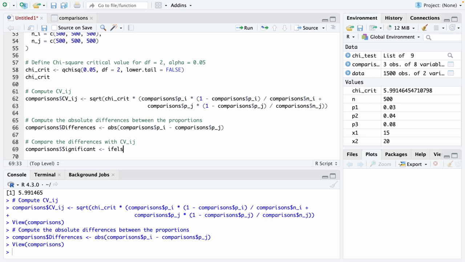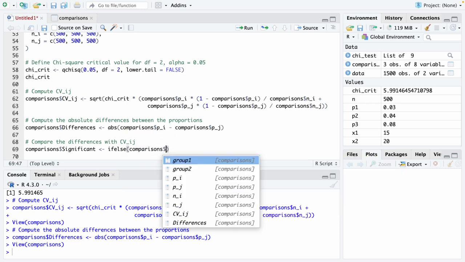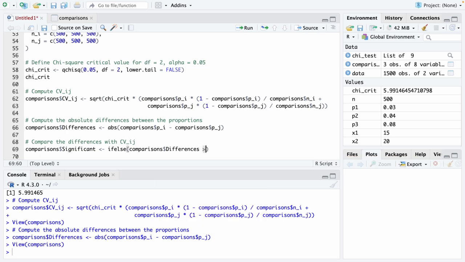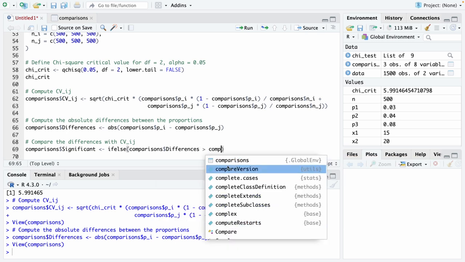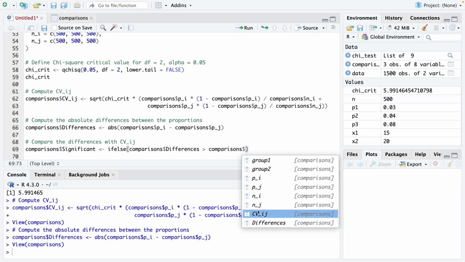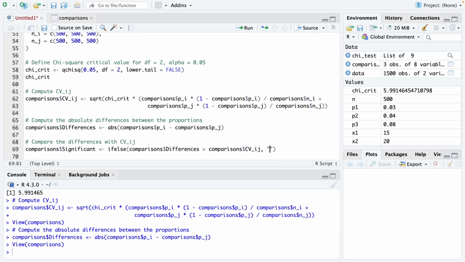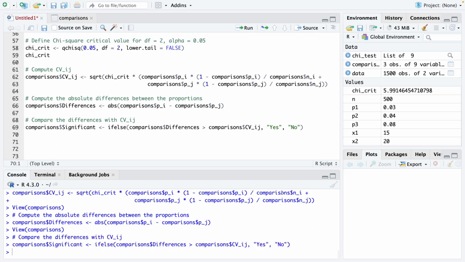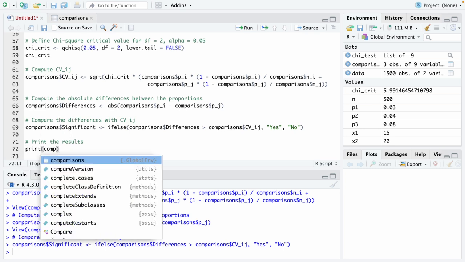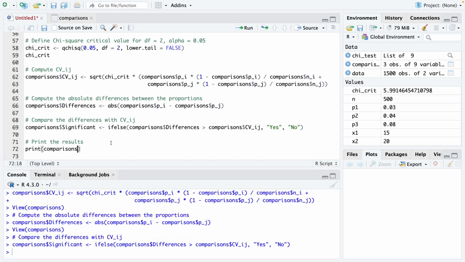So if else, we say the comparison, which is the difference, is greater than the comparison for CVIJ, then we put the yes or no. So I'll run this, right? And then finally, print the result. So we just say print. We just want to print the entire table at the end of the day. And then I'll run this.